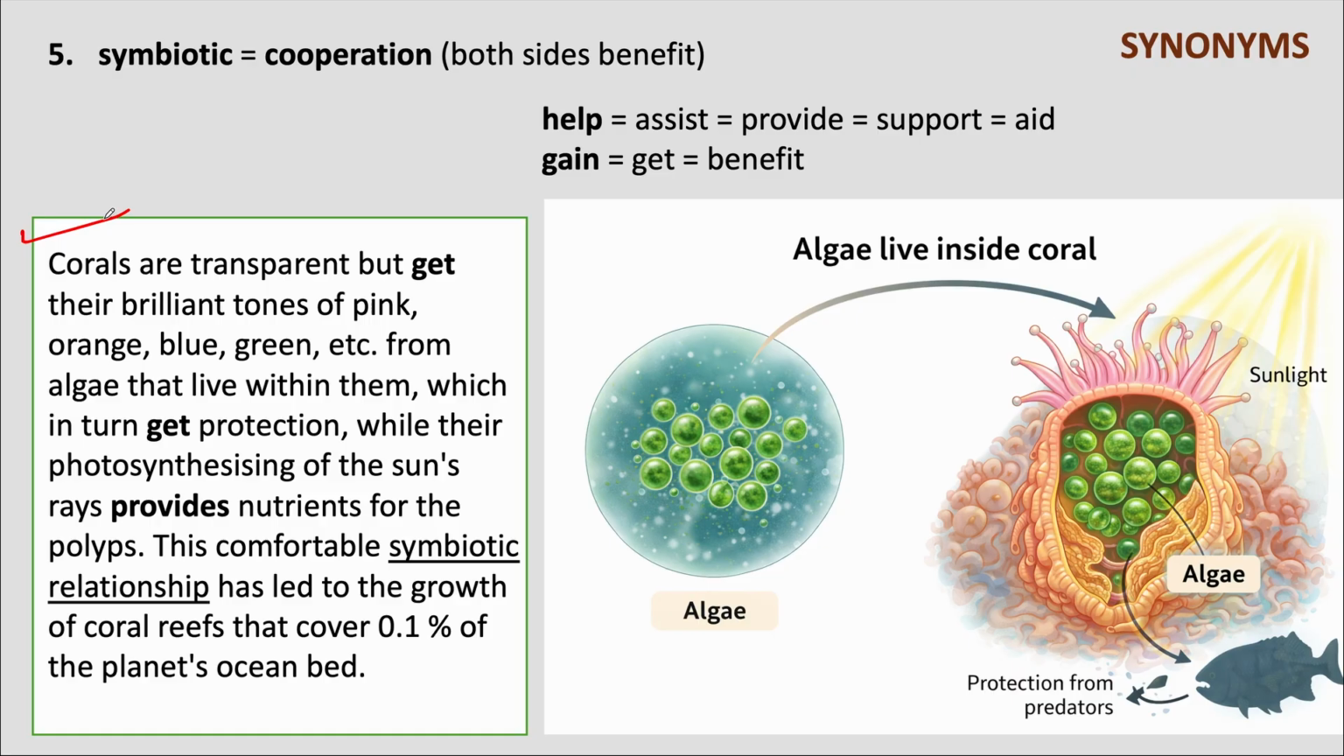In a symbiotic relationship, both sides help each other, so we can use words like help, assist, provide, and support for the one that is giving something. For the other side, we can use words like gain, get, or receive a benefit. If we look at the example here, the algae get protection from the coral and the corals get nutrients from algae. So both sides benefit from each other. That is what we mean by a symbiotic relationship.